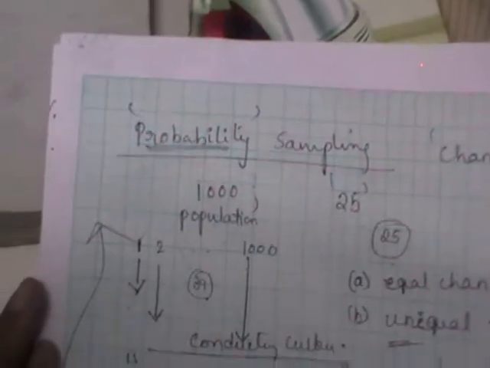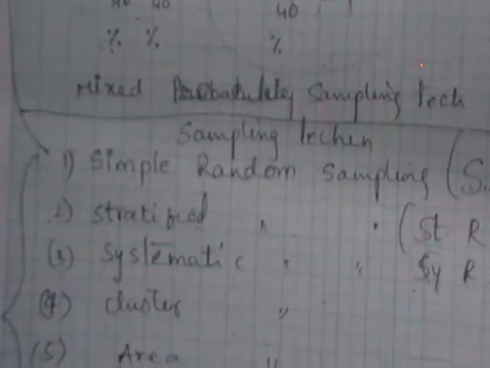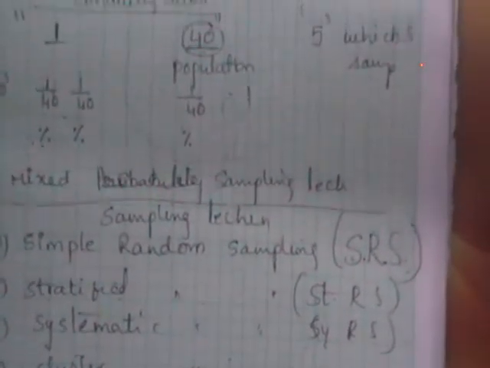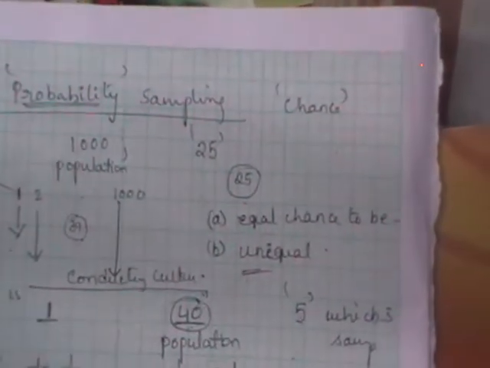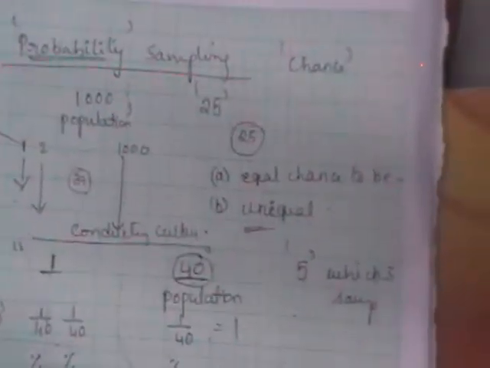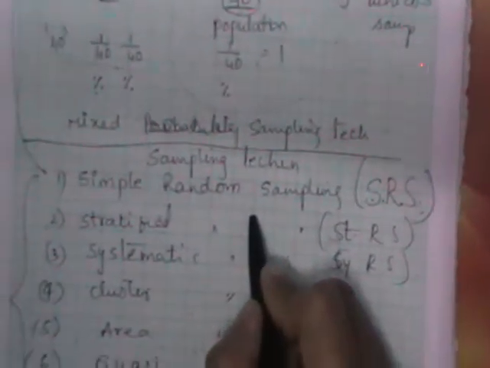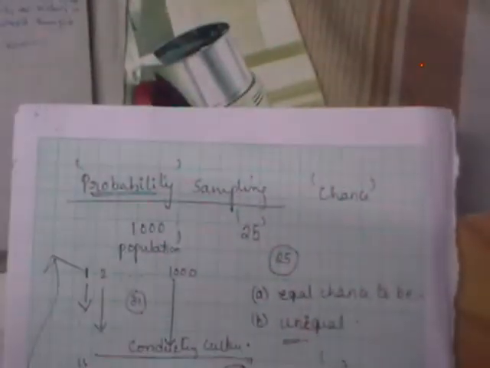So again I'll repeat this before going to the new topic. What do you mean by sampling? The way of selecting a required sample from a population is called sampling. What are the different types of sampling techniques? Majorly we have judgment sampling, probability sampling, and mixed sampling.